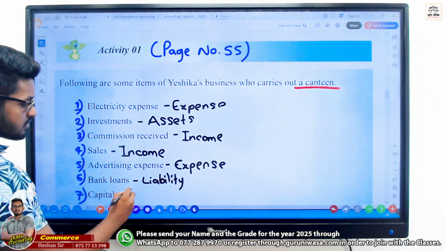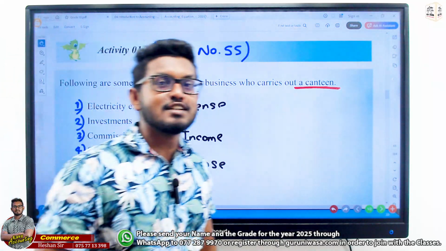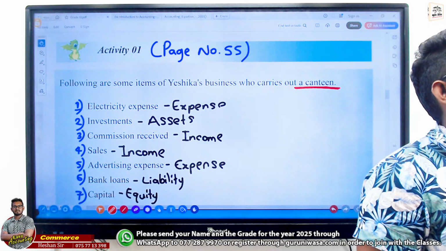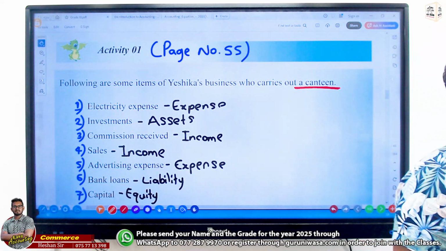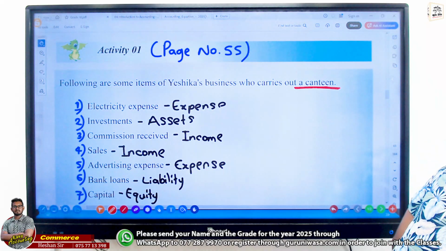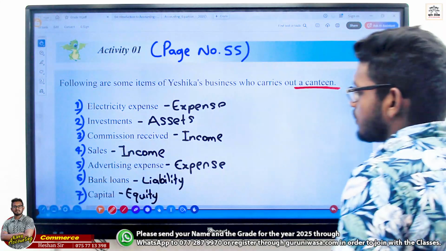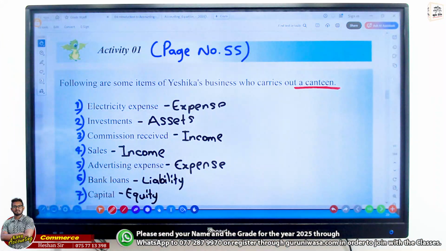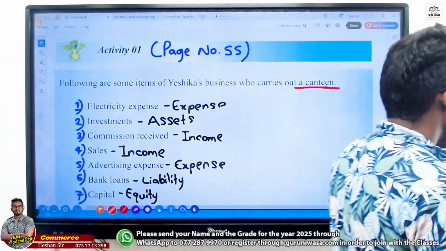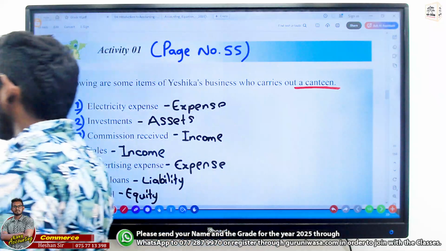Capital comes under equity. Capital means owner's beginning ownership. Can you remember? Capital means owner's beginning ownership. So it comes under equity. Turn on the videos and wait. Hope you can remember. Capital means owner's beginning equity.